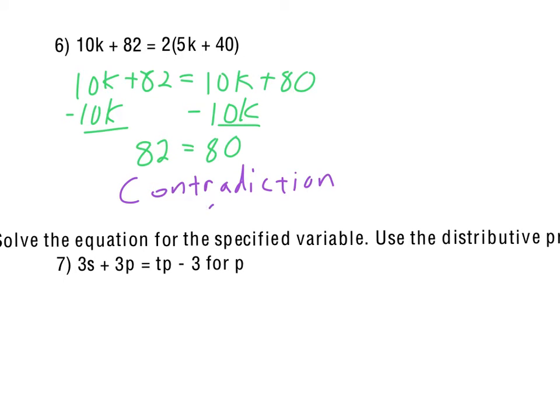and that means that there is no solution. Again, the quickest way to show that is with the symbol for the empty set. I do want to emphasize again that 82 equals 80 is not the solution to the equation. That is what tells us that this is a contradiction, and then we need to realize that for a contradiction there is no solution.